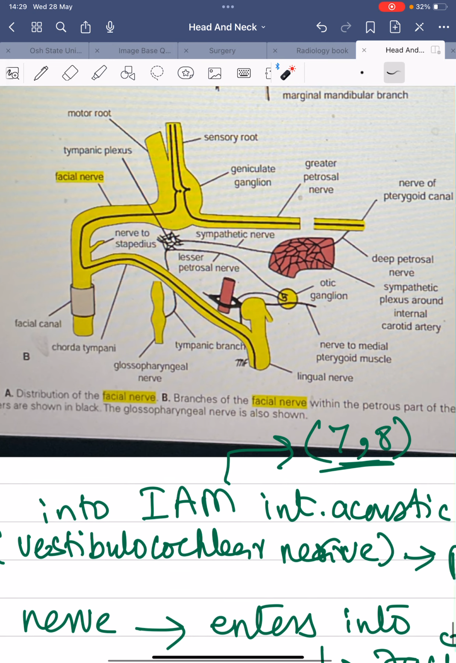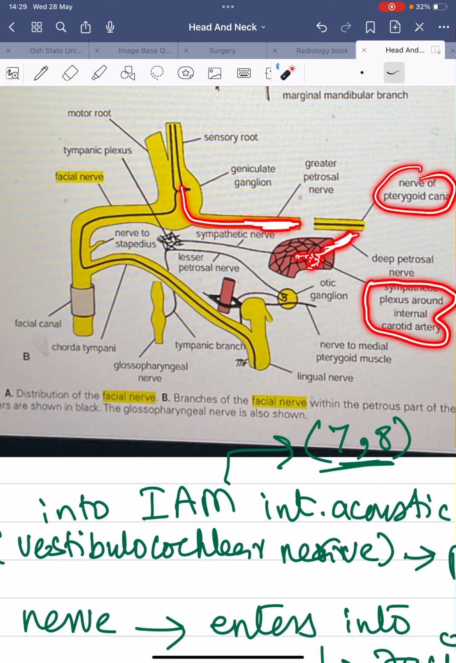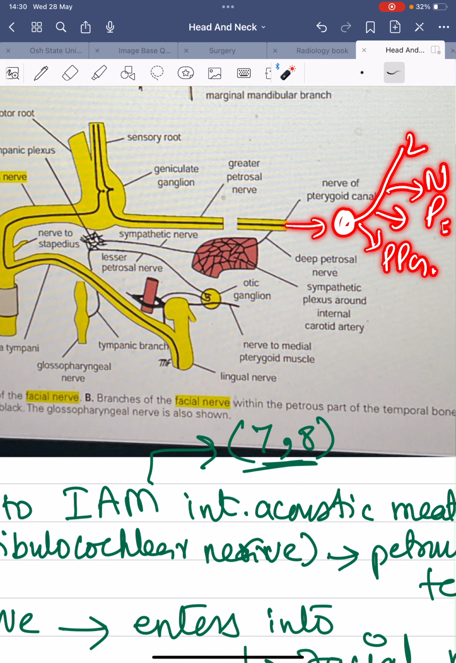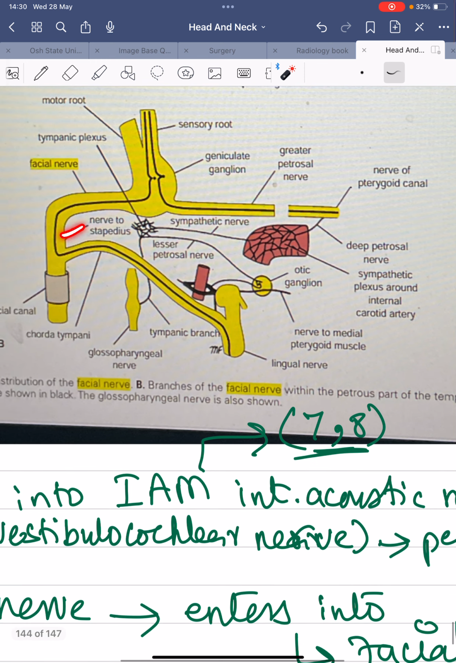See here this diagram. This is the geniculate ganglion. Now it is giving here this branch. This is the greater petrosal nerve. It is joined here by the deep petrosal nerve, which is the sympathetic T1 plexus around the internal carotid artery, forming the nerve of the pterygoid canal. And then here it is going to find a pterygopalatine ganglion. So this will be your pterygopalatine ganglion, and then it is going to innervate your lacrimal gland, your nasal, and your palate gland. Okay. This is the nerve to the stapedius muscle.